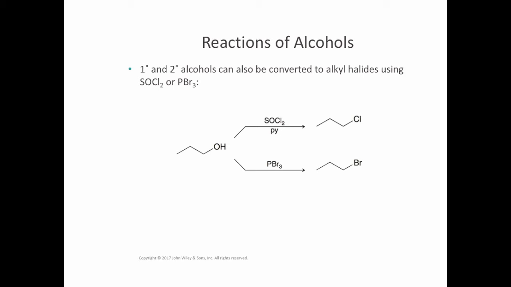Also, as a review, last semester, I mentioned that primary and secondary alcohols can also be converted to alkyl halides, but you have to use different reagents. To convert to the chloride, you use SOCl2 called thionyl chloride, which is a sulfur double bonded to oxygen and bonded to 2 chlorines. And then the PY stands for pyridine, which is going to act as a base in the mechanism. It's essentially a benzene ring, but with a nitrogen in place of one of the carbons. And then PBr3 is how you convert a secondary or primary alcohol into the bromide.